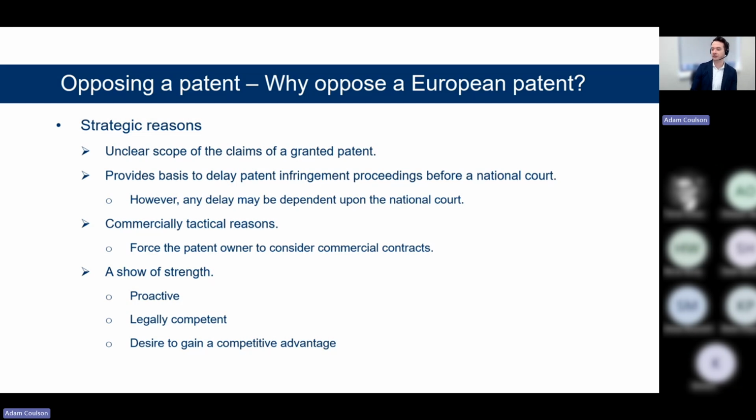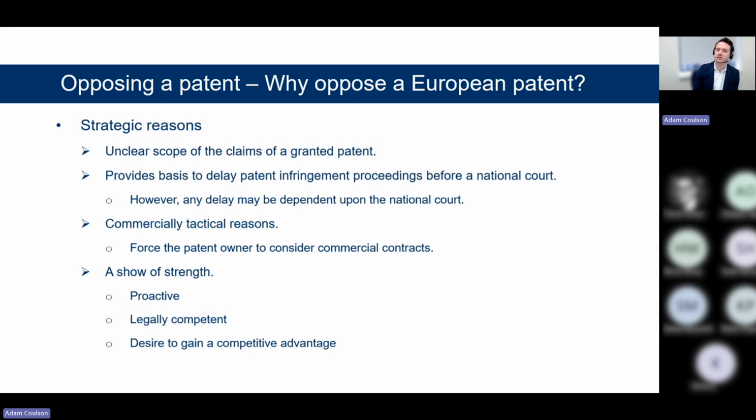Also, as previously mentioned, an EPO opposition may provide you with a basis to delay potential patent infringement proceedings before a national court. While an EPO opposition is a way to challenge the validity of a European patent across all jurisdictions in a single action, national courts maintain their own jurisdiction to decide on infringement and validity for their specific territory. In most cases, a national court will delay or stay infringement proceedings based on a European patent when opposition proceedings are initiated against that European patent.